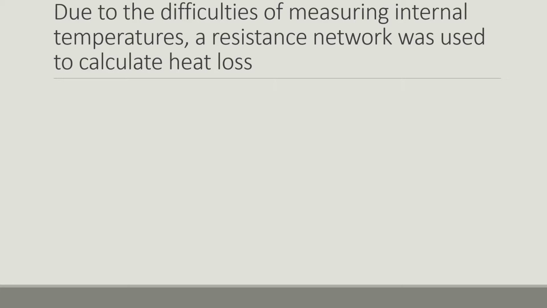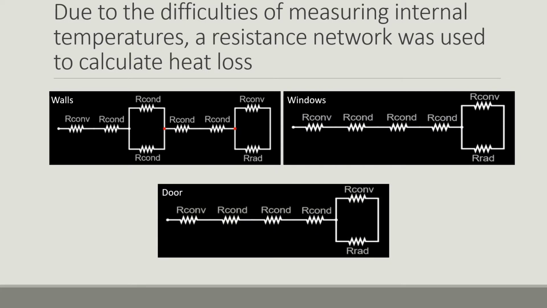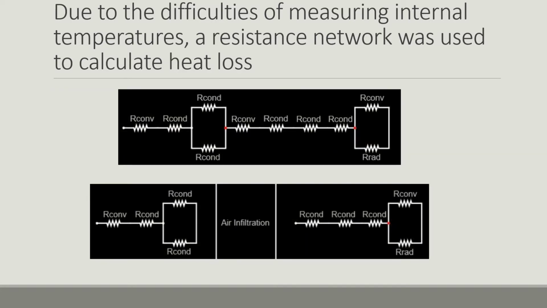As mentioned previously, the difficulties in obtaining the internal temperatures led us to create resistance networks for each surface as shown. For the walls, windows, and door. The attic space was where our two models differed, with the top resistance network showing the convection, conduction, and radiation through and from the ceiling, attic, and roof, and the bottom network showing where the convection through the air was replaced with the heat loss due to infiltration.